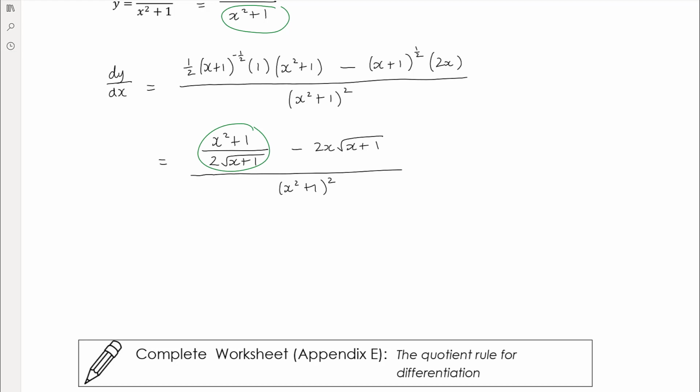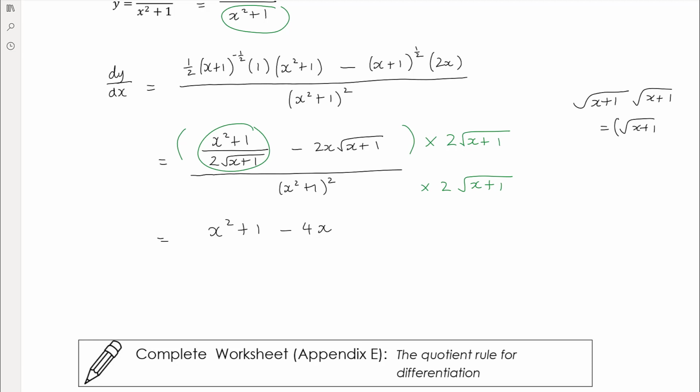So if we want to get rid of that fraction, we're going to need to multiply the numerator by 2 lots of root x plus 1, and so we're going to do the same to the denominator to get rid of the fractions. Okay, so when we do this, on the numerator, that first term is just going to become x squared plus 1. And then we have minus, now it'll be 2 times 2, so that's 4x. And then we've got root x plus 1 times root x plus 1. If you've got root x plus 1 times root x plus 1, that's just root x plus 1 squared. And so that's just x plus 1.